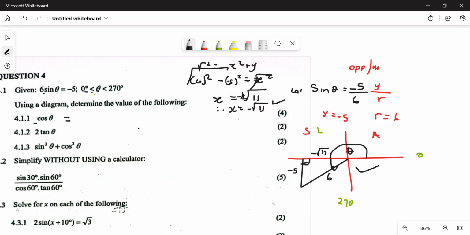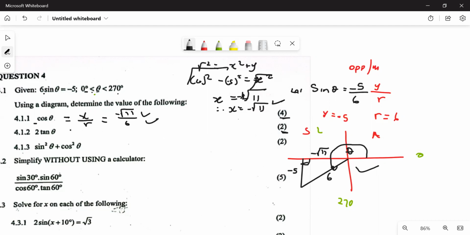And then let's define cos. How do you define cos, by the way? Adjacent all over hypotenuse. Yeah, adjacent is x all over r. Now, what is your x? Minus root 11 again. All over, what is the hypotenuse? 6. Yeah, then we're going to give you 2 marks here, and then you get your 4 marks all in all.